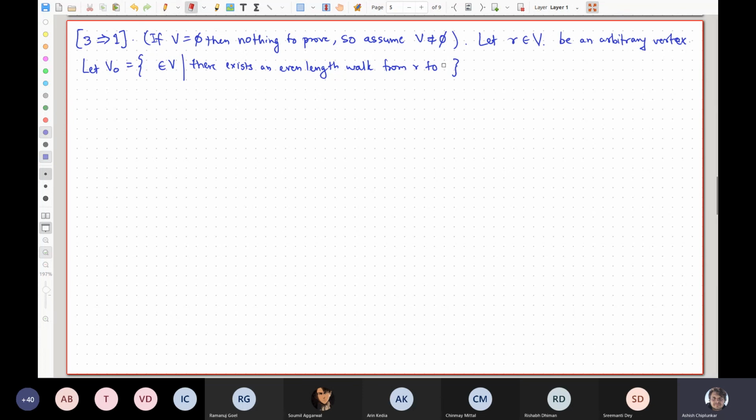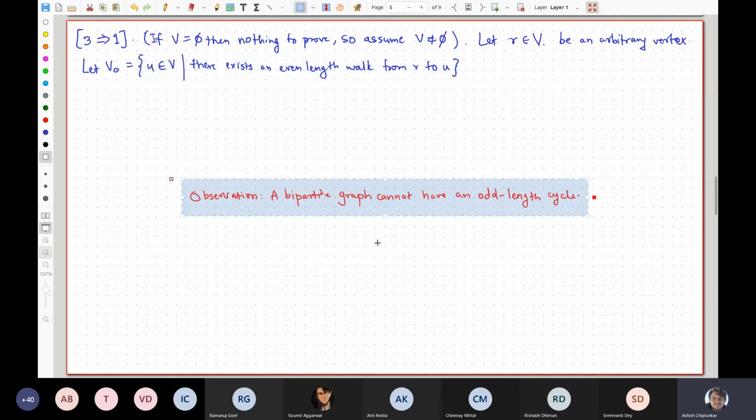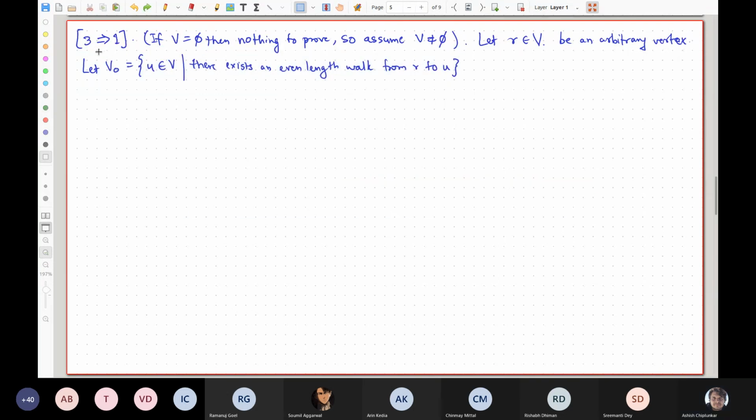We use U maybe because it might be hard to distinguish between the uppercase V and the lowercase v. Okay, so it's the set of vertices U such that there is an even length walk from R to U, and similarly V1 is the set of vertices U such that there exists an odd length walk from R to U.